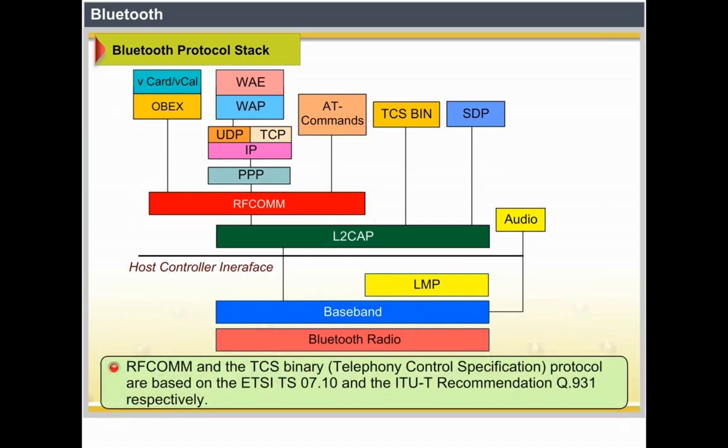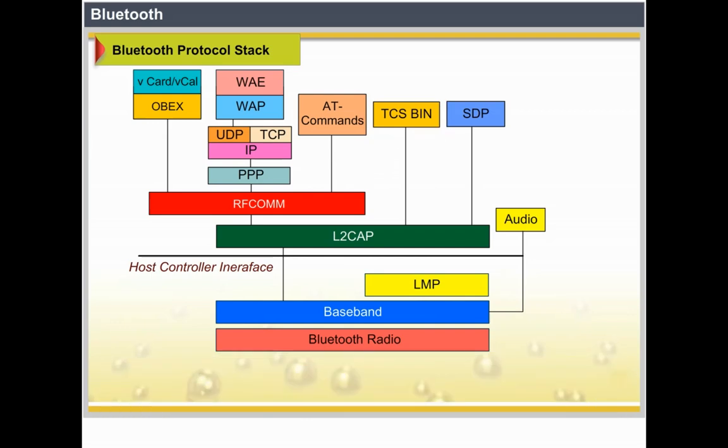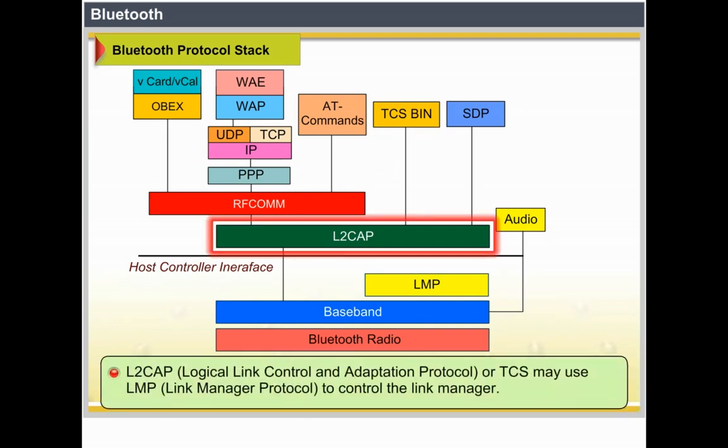RFCOMM and the TCS binary telephony control specification protocol are based on ETSI TS 07.10 and the ITU-T recommendation Q.931 respectively. L2CAP, Logical Link Control and Adaptation Protocol, or TCS may use LMP, Link Manager Protocol, to control the link manager.